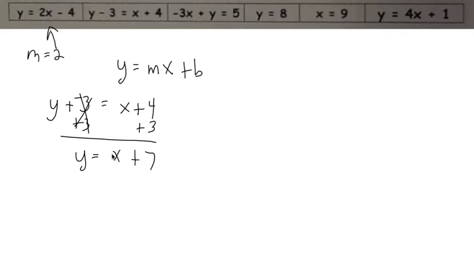And what's the number in front of the x? Well, there isn't one, but we know that a 1 could be there. So in this case, our slope is 1. Okay, next one.